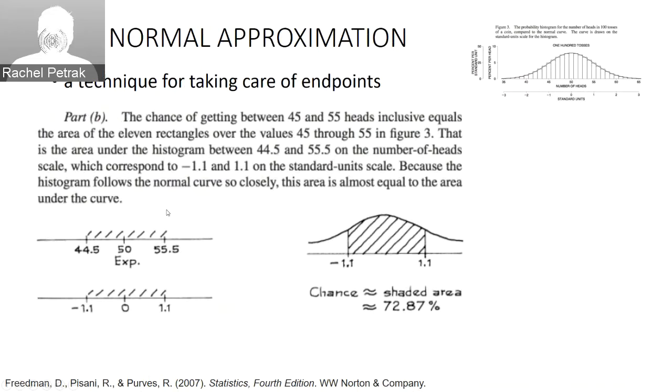And when we think about endpoints some more, you can see another example here where we're looking for the chance of getting between 45 and 55 inclusive. And again, we've expanded our boundaries down to 44.5 and up to 55.5. So we include the whole area of interest, convert to z-scores, and get the area between those z-scores.